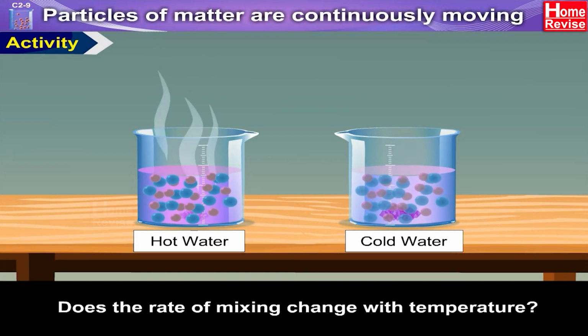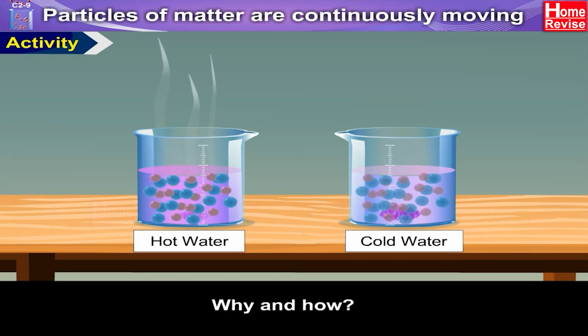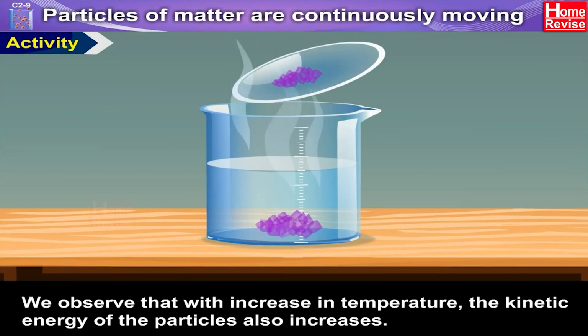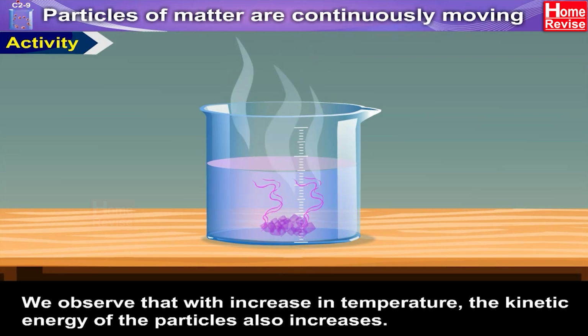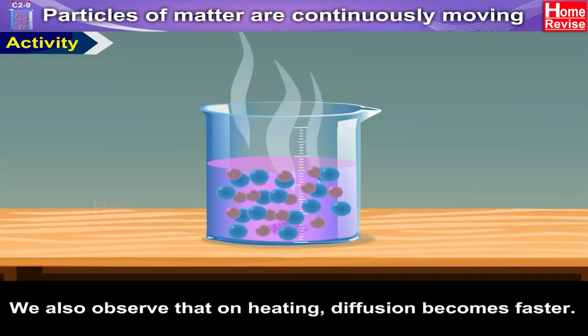Now, does the rate of mixing change with temperature? Why and how? We observe that with increase in temperature, the kinetic energy of the particles also increases. We also observe that on heating, diffusion becomes faster.